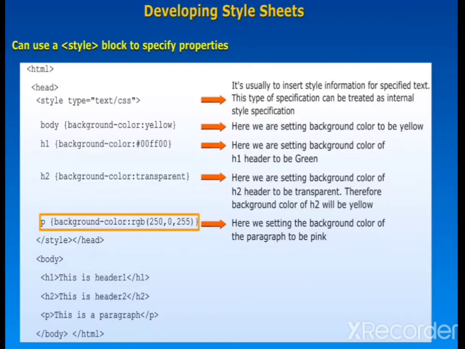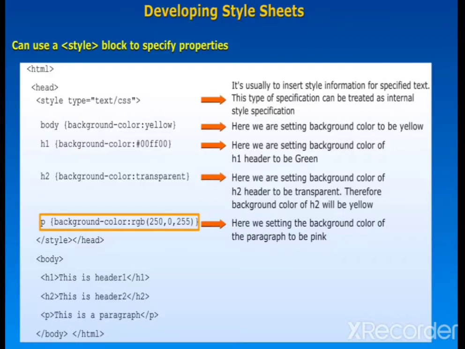Next, how to develop style sheets. We will use style tags to develop the style sheets. Here is the example of how to develop a style sheet. We will take a style tag. Within the style tag we will mention the styles. Here the first arrow shows the tag regarding the style. It is usually used to insert style information for specified text. This type of specification can be treated as internal style specification. If you mention like this, it is called an internal style specification.